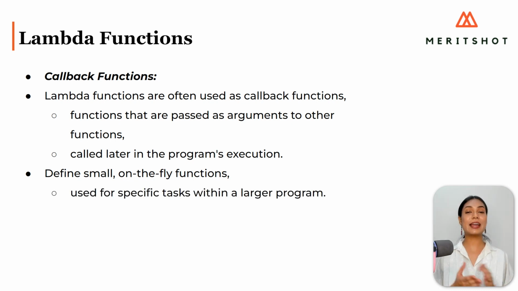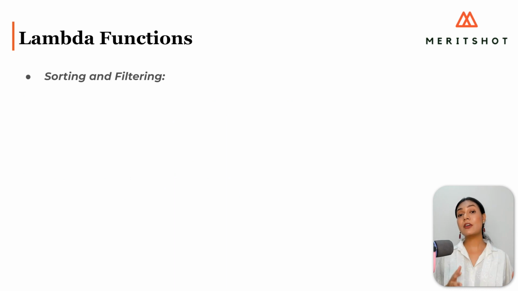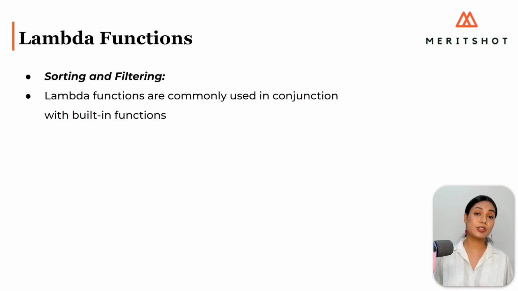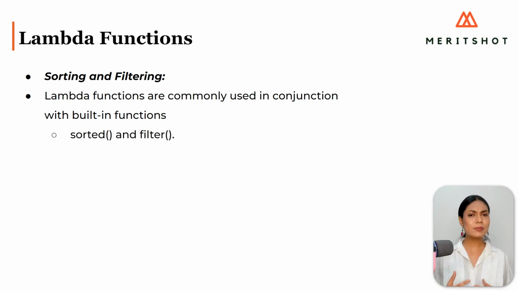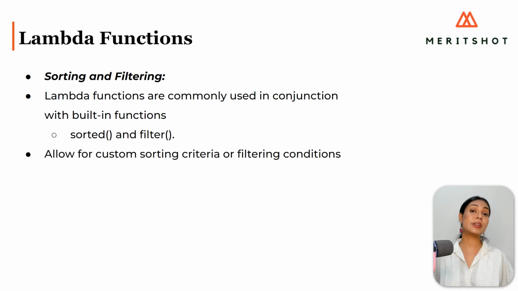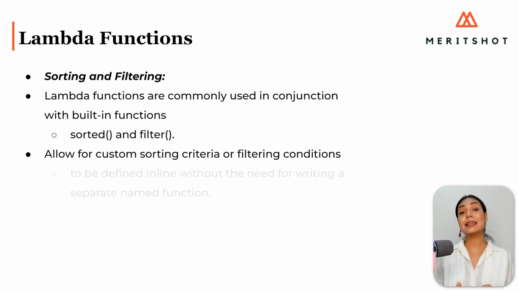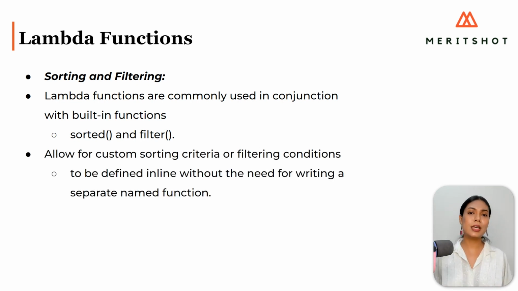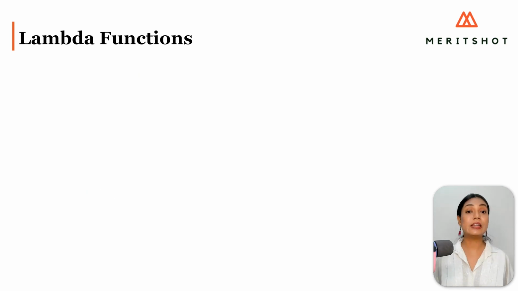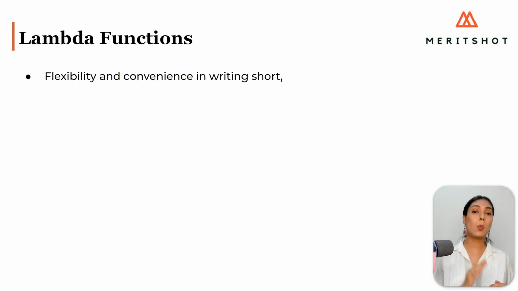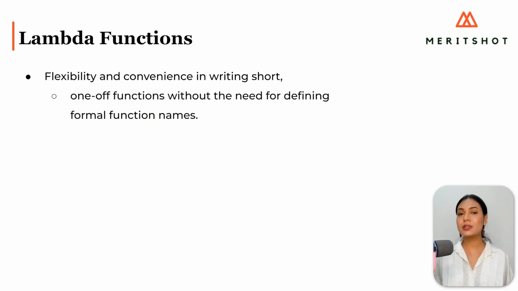Next is sorting and filtering. Lambda functions are commonly used in conjunction with built-in functions like sort and filter. They allow for custom sorting criteria or filtering conditions to be defined inline without the need for writing a separate named function. So overall, lambda functions provide flexibility and convenience in writing short one-off functions without the need for defining formal function names.